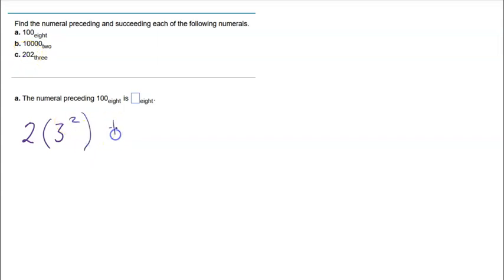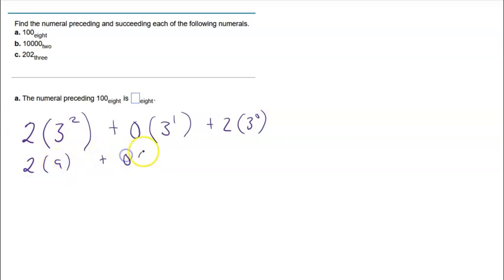Okay? Plus there's a 0 in the second position. That's times 3 to the first. Plus there's a 2 in the third position, which is 3 to the 0. Now in detail, that's 2 times 3 squared, which is 9. Plus 0 times 3 to the first, which is 3. Plus 2 times 3 to the 0, which is 1. This is just our original number, base 10. This is 18. Plus 2 is 20. That's what this number is equal to. That's 20. Now we know the number preceding that is 19, right?